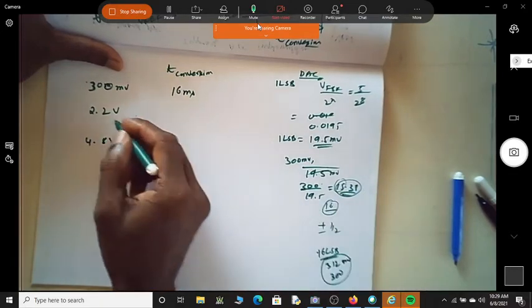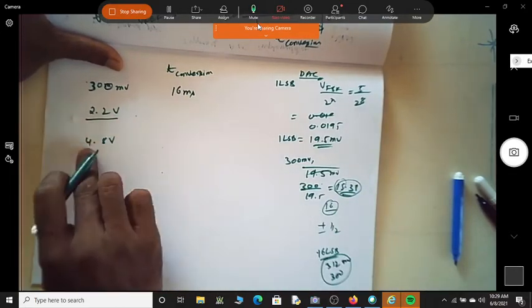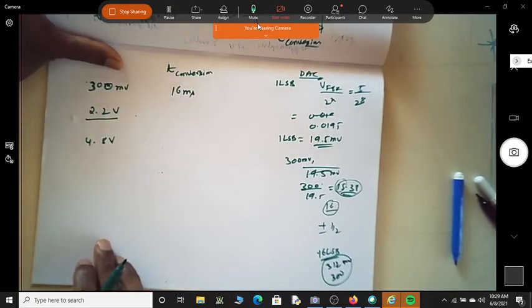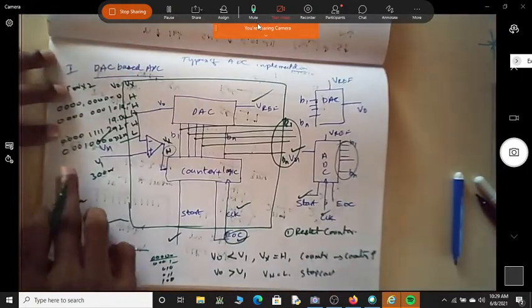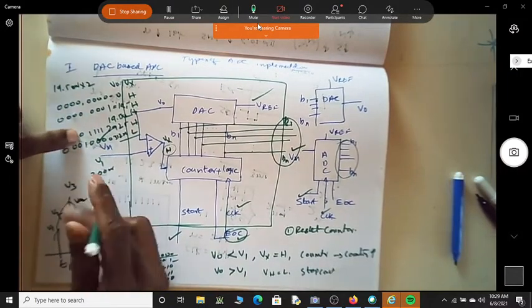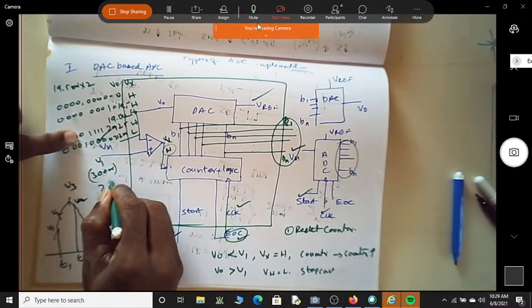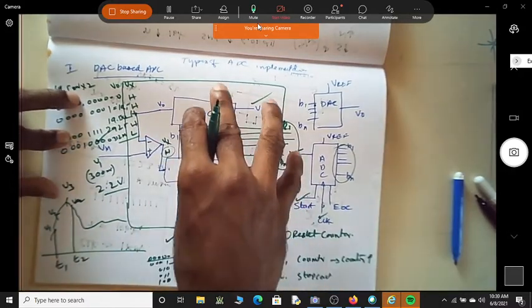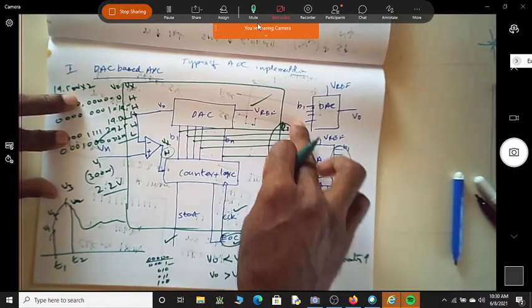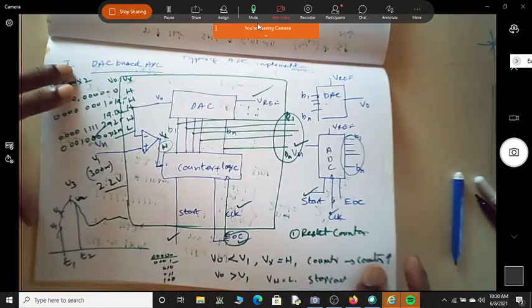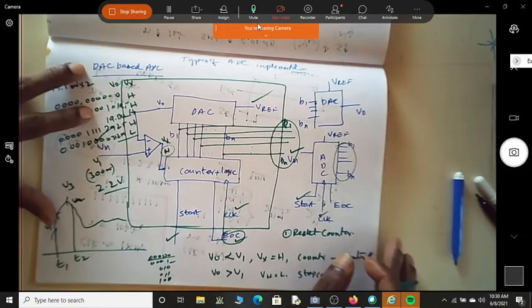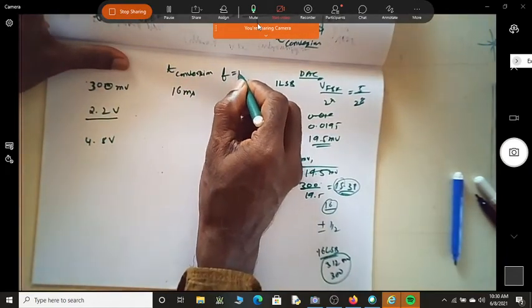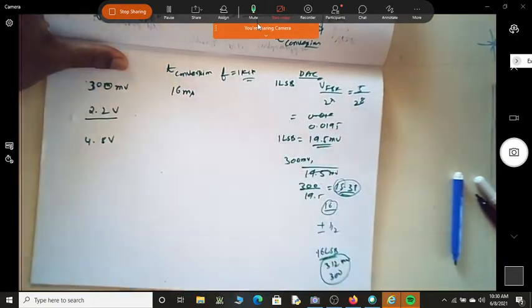Correct? For 2.2, can you estimate the time required for conversion? If the input voltage is, as we had 300 millivolt, now let us take it as 2.2 volt. Can we estimate the time taken for this ADC to get the output voltage? If the clock frequency is f equal to 1 kilohertz, how much is the time taken?